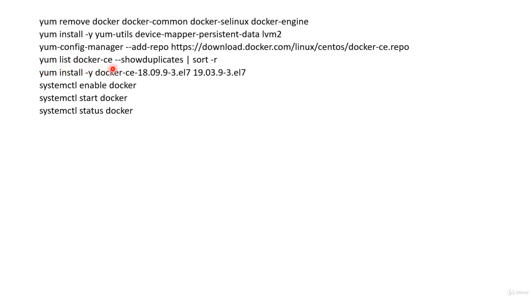For docker-ce we are going to use the community edition, which is open source, showing duplicates and sorted in reverse order. I have copied the latest version. If you want to use a more recent version, you will get it by this command. Just go all the way up, and similarly you can get 19.03 or whatever version, and replace it over here, and that version will be installed. You can replace it here as well, like 18.09 with this value, so you will get the latest version.